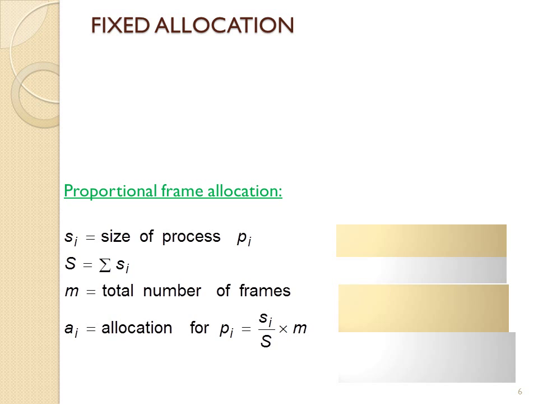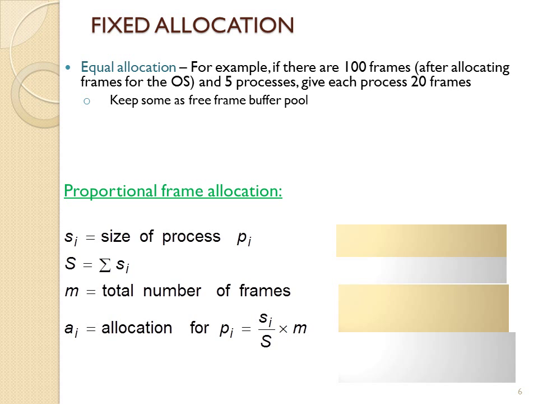The fixed allocation says that you're going to give an equal allocation to each process. So what that means is, if you have, say, 100 frames available and 5 processes, you're going to give 20 frames to each process. And then if a process doesn't even need 20 frames, you have extra frames that could be available globally in a pool for processes to use.